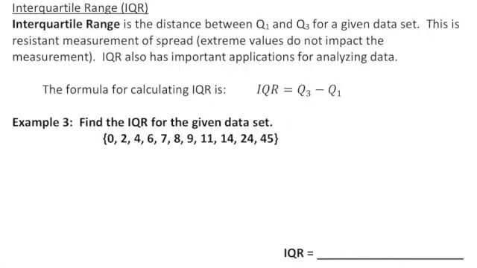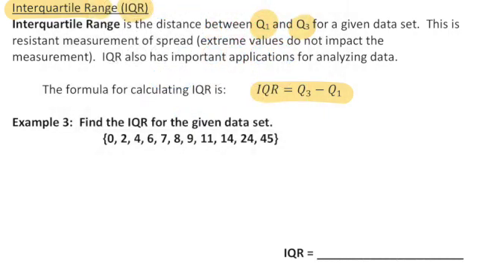Now that we know about the 5-number summary, we can calculate the next measure of spread called the interquartile range, or IQR for short. The interquartile range is the distance between the first and third quartiles. This gives us a really easy formula of Q3 minus Q1. The value of this versus range is we're using data values from the middle of the data set, which aren't going to be affected by extreme data values on the ends of the data set.